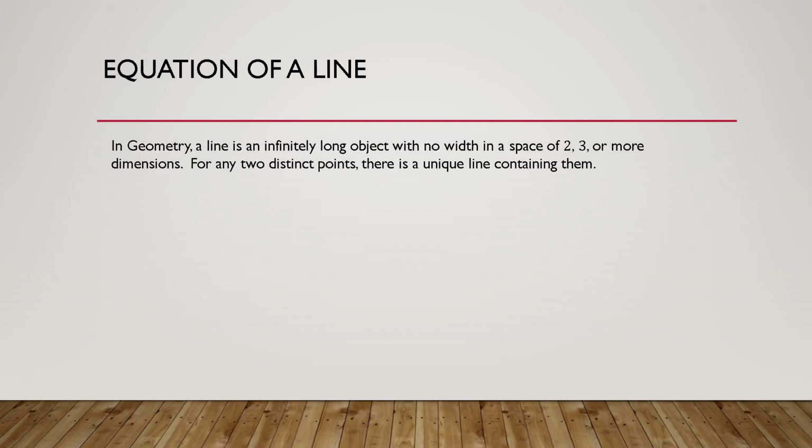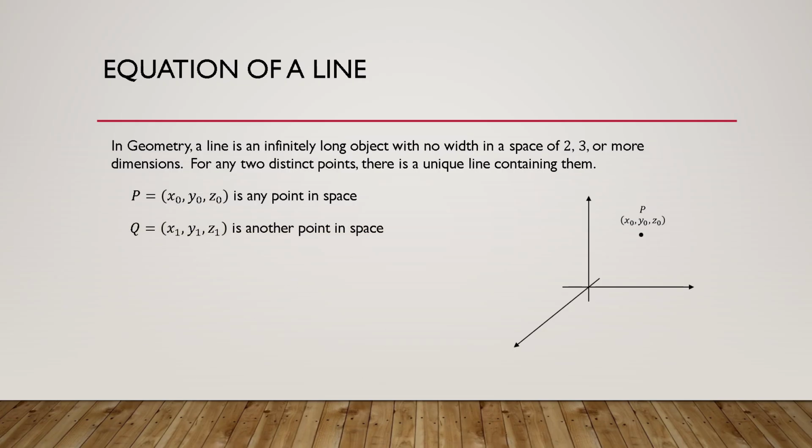In geometry, a line is an infinitely long object with no width in a space of 2, 3, or more dimensions. For any two distinct points, there is a unique line containing them. In space, let P be a point described by x sub 0, y sub 0, z sub 0, and Q described by x sub 1, y sub 1, z sub 1. These 2 points describe a unique line in space.